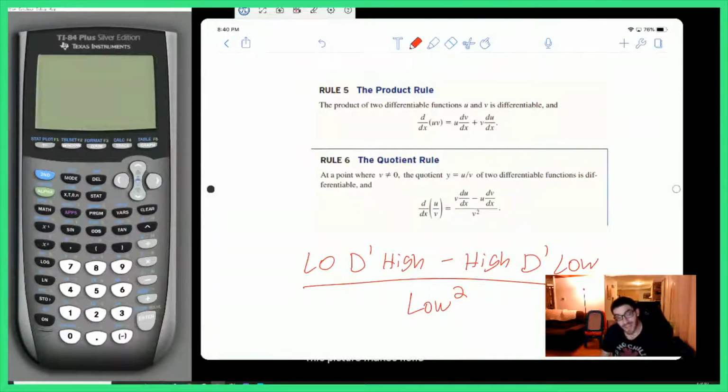So yeah, that's your product and your quotient rule. Got to make sure you know those. Of course, look at all of your derivatives in 3.3. You've got to know your power, your negative power rule. You've got to know your constant multiple, your sum rule, your difference rule, all those rules for derivatives, okay?